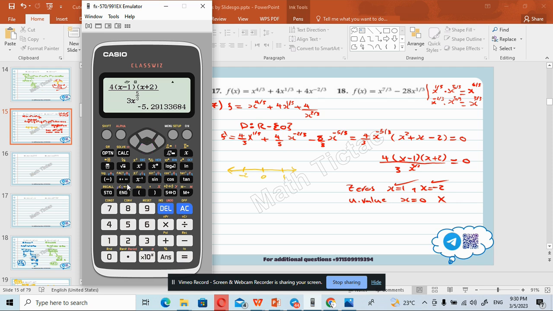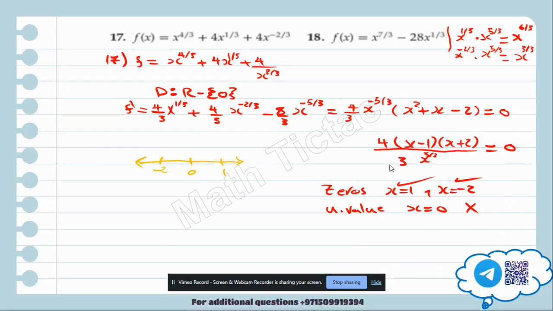Then let's see another value greater than 1. Let's say 2. Okay, 2 is positive. So I have in here positive after the 1, before the 1 is negative, positive, negative, then we have positive. So I have negative, positive, negative, positive. Okay, so it's downward, up, down, and up.